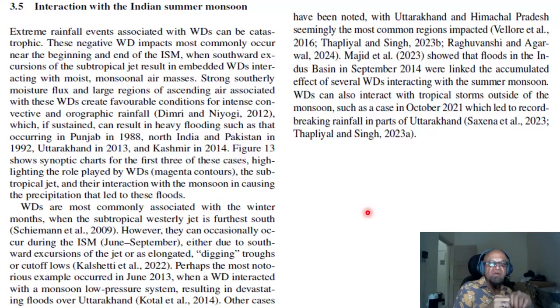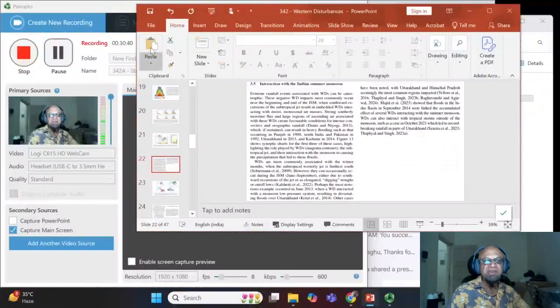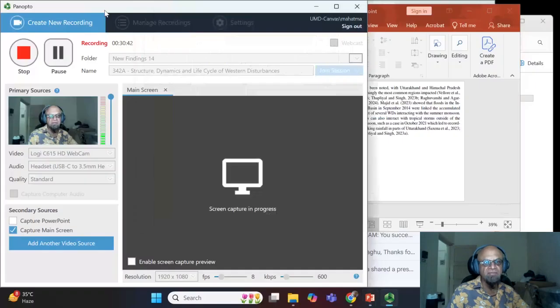So we'll come back and look at all these things in terms of interactions of WDs with the Indian summer monsoon, just because that's an interesting topic. And remember that we said WDs are a winter phenomenon, but there are summer events as well. So we obviously have to worry about the summer monsoon, especially if it's affecting the precipitation over the subcontinent, not just the Himalayas. Okay, let's do that when we come back. This is a bit longer, but that's okay.